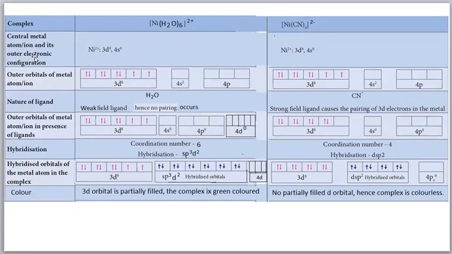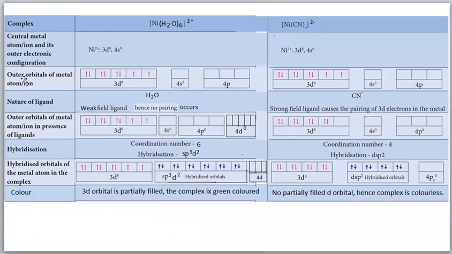Central metal atom or ion and its outer electronic configuration. Here what is the oxidation state of nickel? Water is 0, so this 2+ is for the nickel. So Ni2+. Then here also it is nickel. For nickel we can say it is unknown, X. CN charge is -1, 4 CN are there, so -4. So X minus 4 equals -2, so X equals -2 plus 4, so we will get +2. So both the nickel, here also nickel is +2, here also nickel is +2. This complex is colored, this complex is colorless. That is our question.